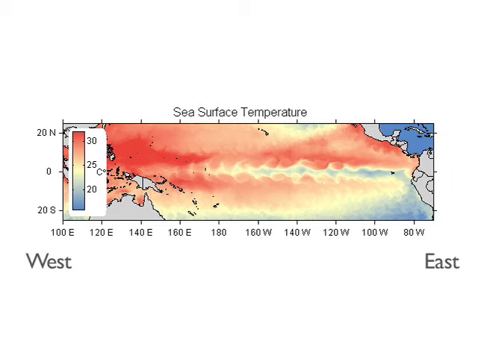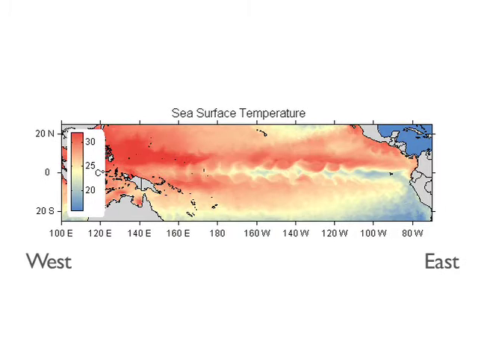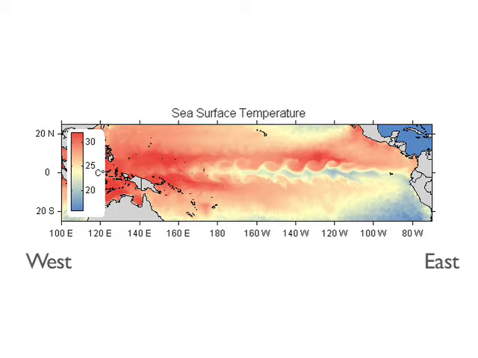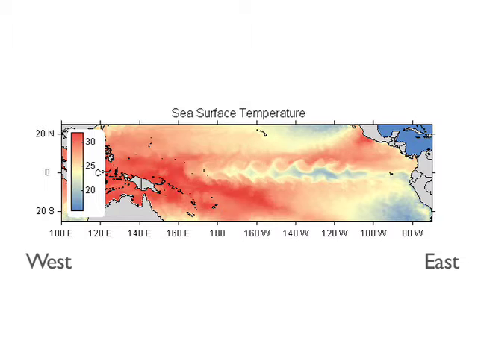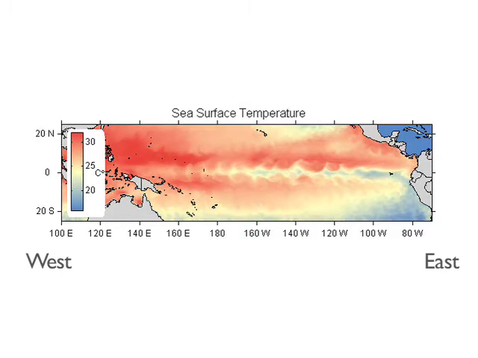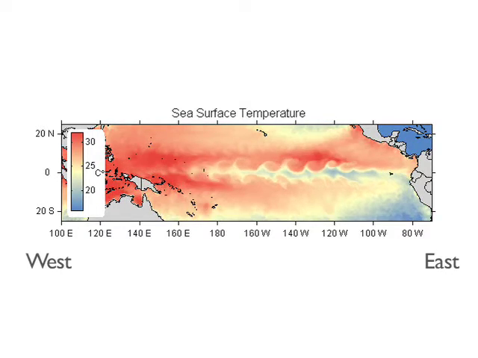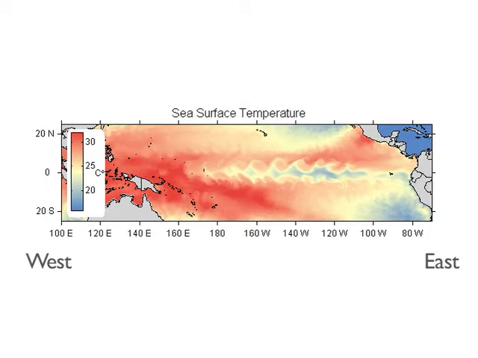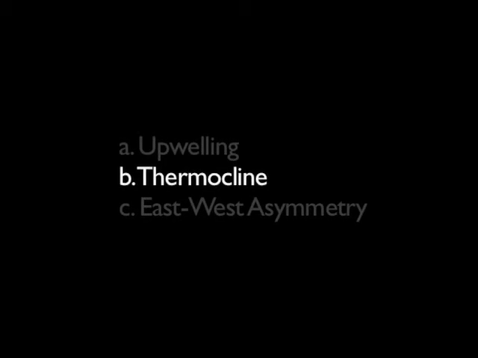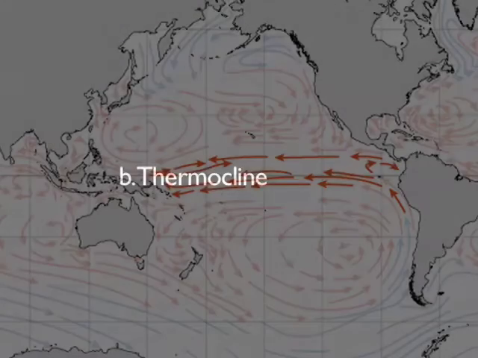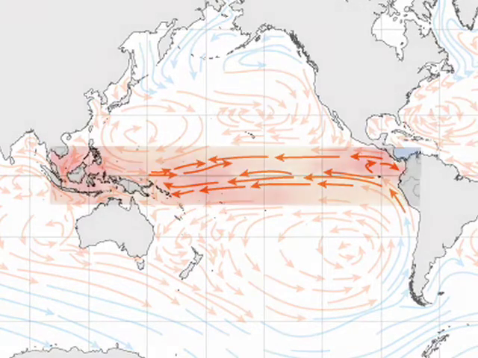This map shows the result of an ocean computer model of sea surface temperature in the Pacific Ocean at the equator. Warm waters are shown in red and cold waters are shown in blue. Notice the colder water in the eastern Pacific. Here, we focus on water temperature in the equatorial region of the Pacific Ocean.